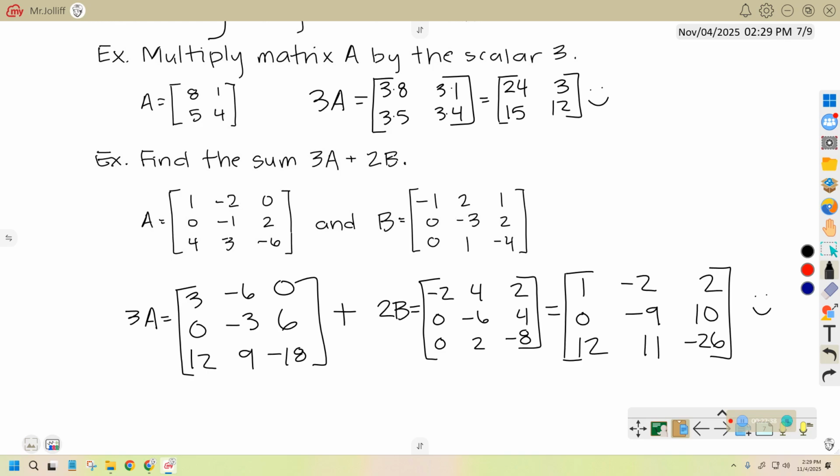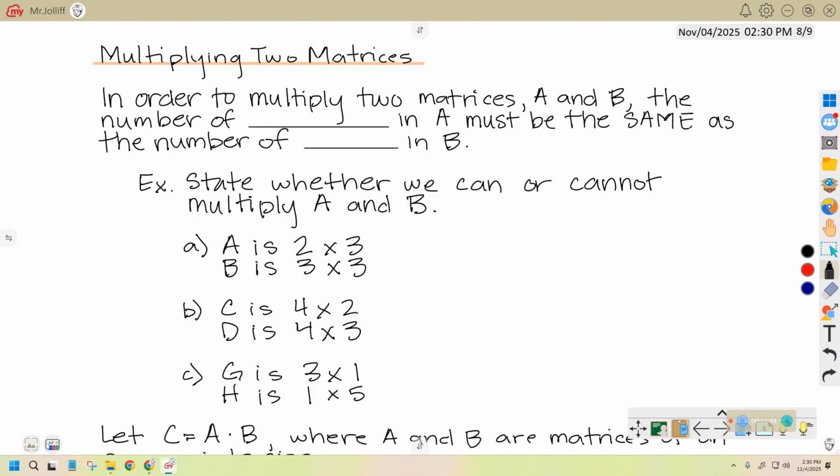Now for the slightly more scary part. We need one more operation, and that operation is when we multiply two matrices. And this is a little bit more complicated because unlike the last two operations, I am not just multiplying entry in A times entry in B.